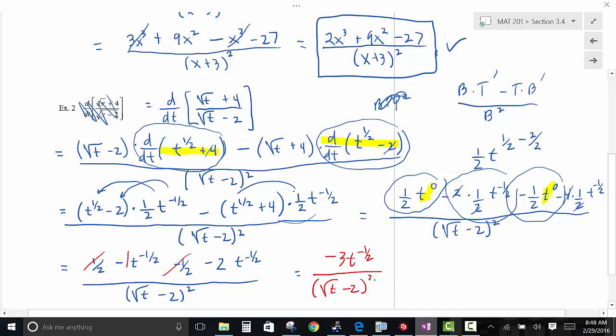square root of t minus 2 squared. Now, what I would like you to do on this problem is take it all the way to the very end. Students always in calculus say, but do I have to? My answer is yes, you have to. Okay, because it's the only way you're going to get better at your algebra.